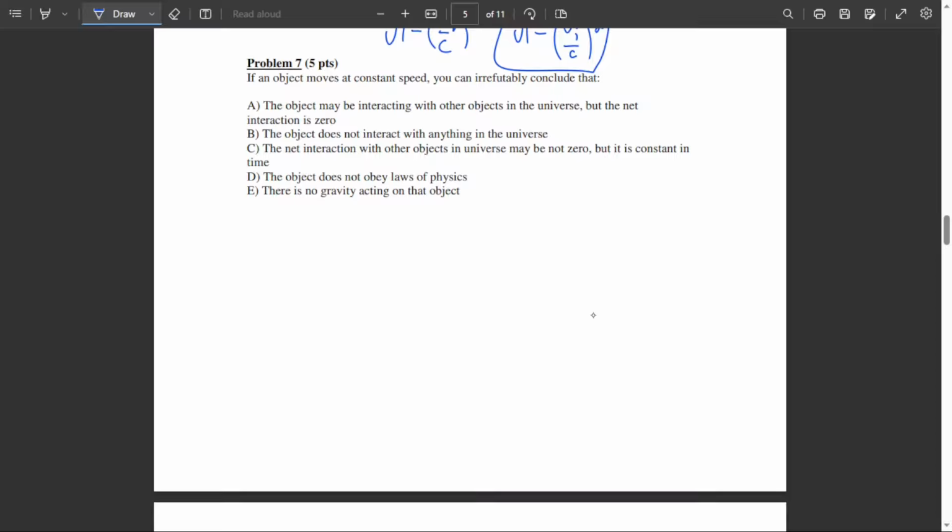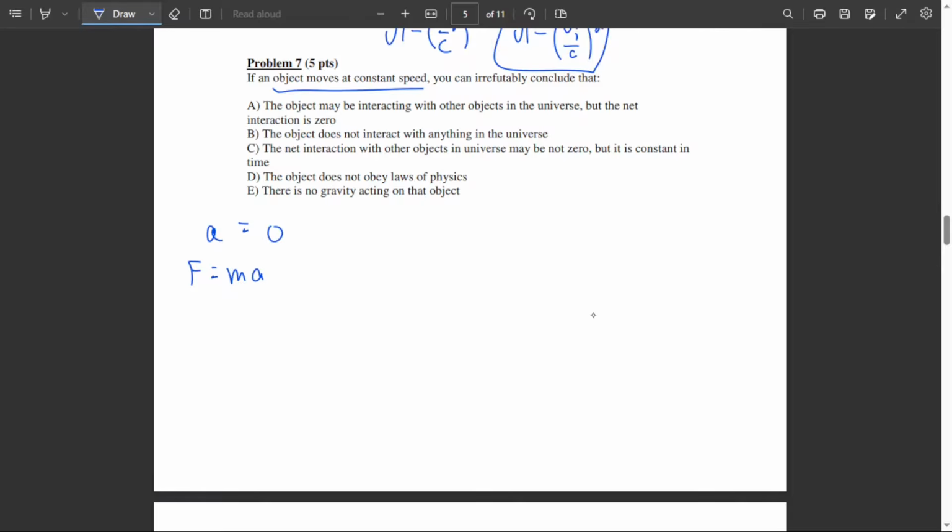Well, if we look back at the premise, an object moves at constant speed. We know if the speed is constant, then the acceleration must be 0. And then, from force equals mass times acceleration, if the acceleration is 0, then the net force must be 0. We can still have forces, but the forces must be equal in magnitude and opposite in direction. So that way, the net force is 0, the acceleration is 0.